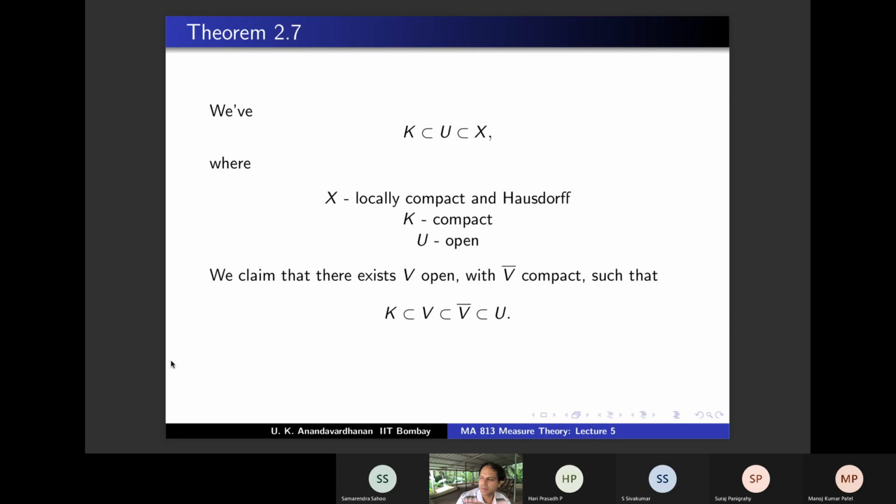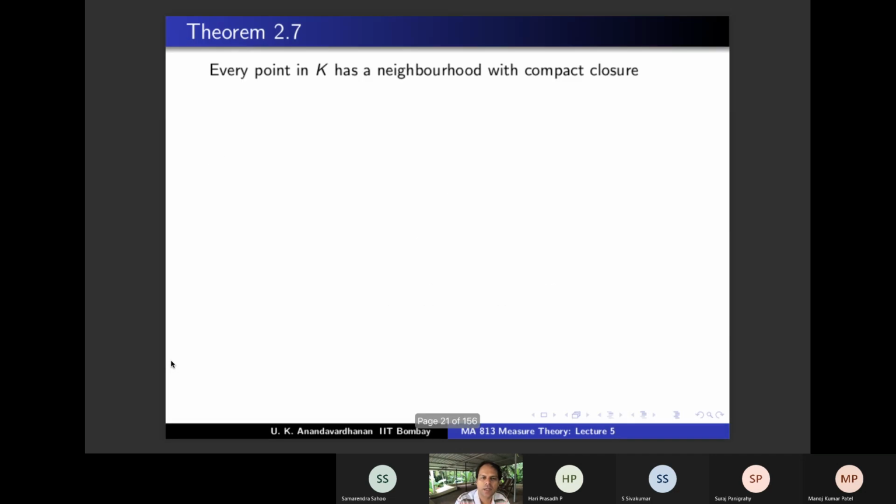And this can always be done. Have you seen this result already in your topology class? Anyway, it's not hard, it's elementary topology. So let's do that. Every point in K has a neighborhood with compact closure. Why? Locally compact, because locally compact is given to you.